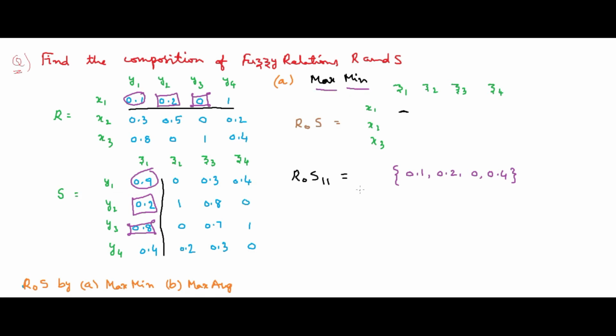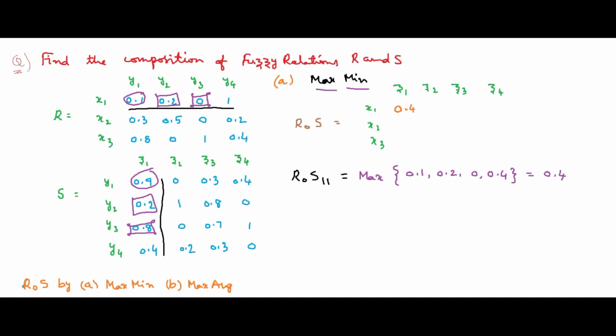Now we need to perform the maximum operation. What is the maximum of these things? Obviously the maximum of 0.1, 0.2, 0 and 0.4 is 0.4, and this value will appear here. Let me remove this line, and I have simply written this one. The value is 0.4. Similarly, we need to perform all the operations.